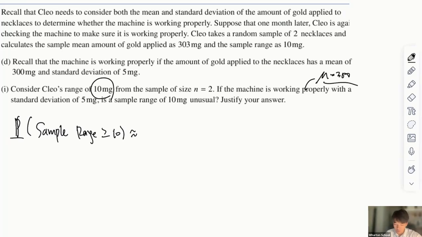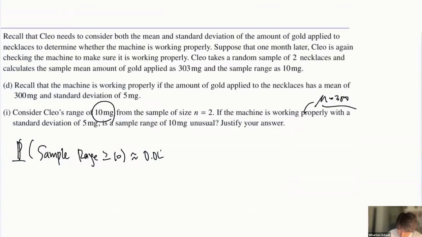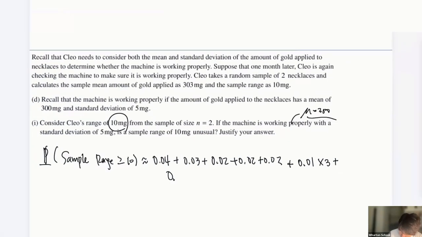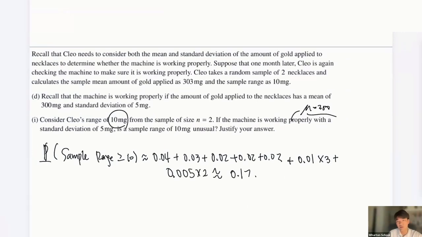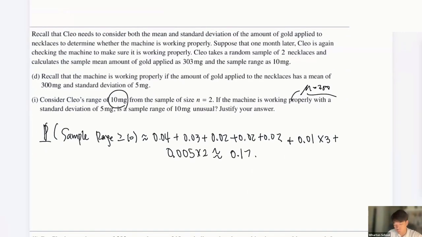How do we get this? We can add up the probabilities from all the samples. So 0.04 plus 0.03 plus 0.02 plus 0.02 again, and then three 0.01s, and then two 0.005s, which gives us about 0.17. Okay, so assuming that the machine is working properly, there is about a 0.17 probability of getting a sample range of 10 or higher purely by chance.